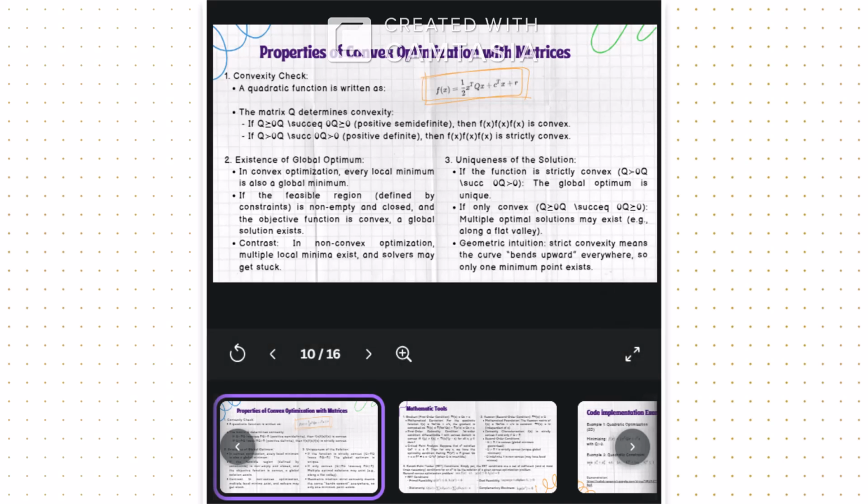Now, the existence of global optima. In convex optimization, every local minimum is also a global minimum. If the feasible region defined by the constraint is non-empty and closed, and if the objective function is convex, then a global solution is guaranteed to exist. By contrast, in non-convex optimization, the functions may have multiple local minima. Solvers can get stuck at one of these points without ever finding the true global minimum.